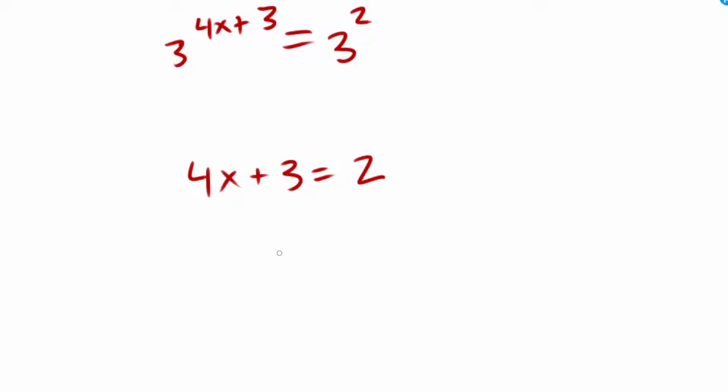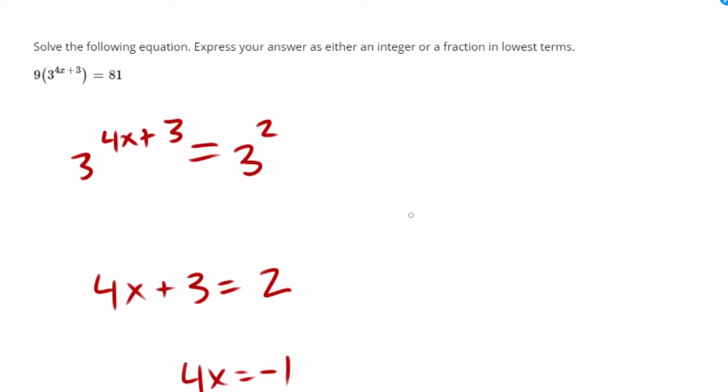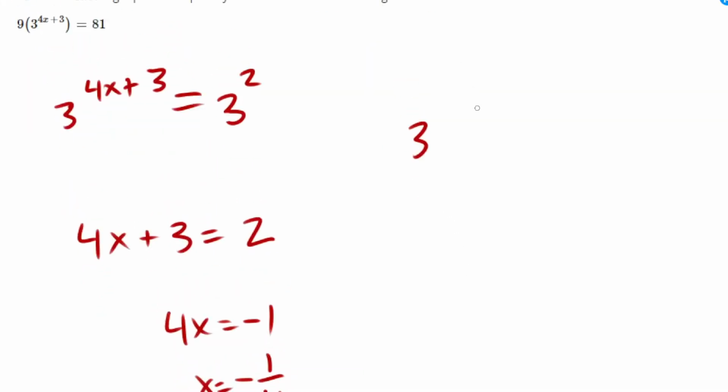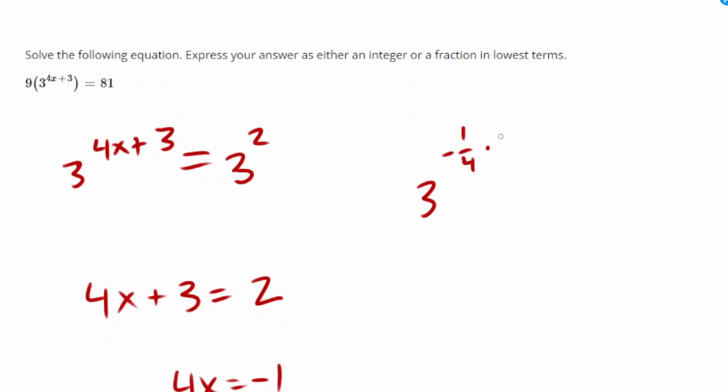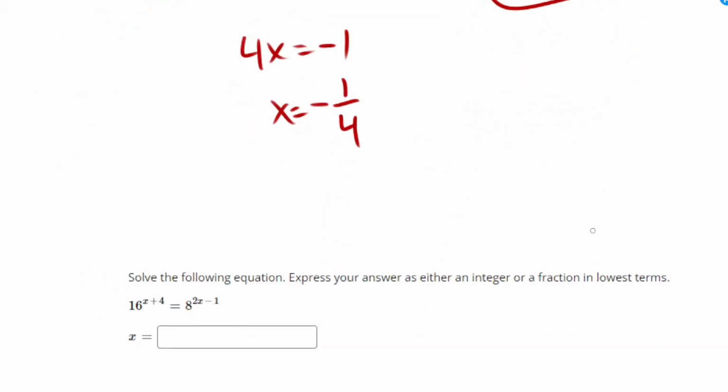We'll minus 3 from both sides. So we have 4x equals negative 1. That will be x equals negative 1/4. Yes. If we check that, it would be correct. So we'd have 3 to the negative 1/4 times 4, which is negative 1, plus 3 equals 2, so 3 squared equals 9. So yes, that's true. That's correct. That would be your answer.